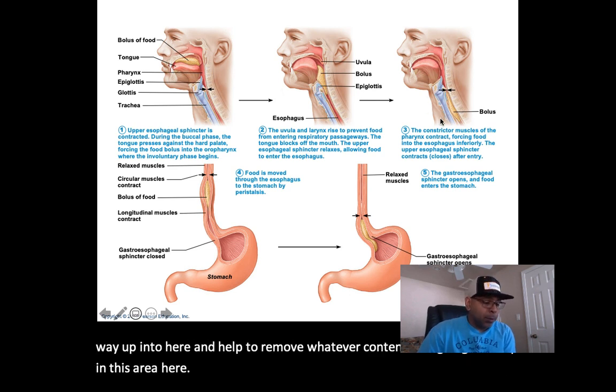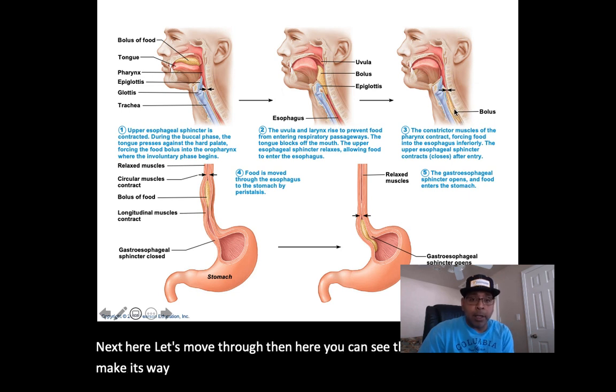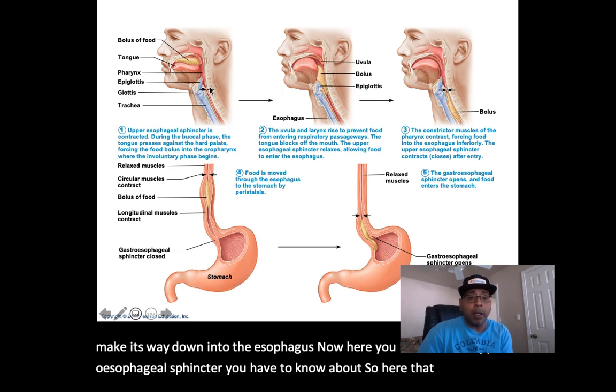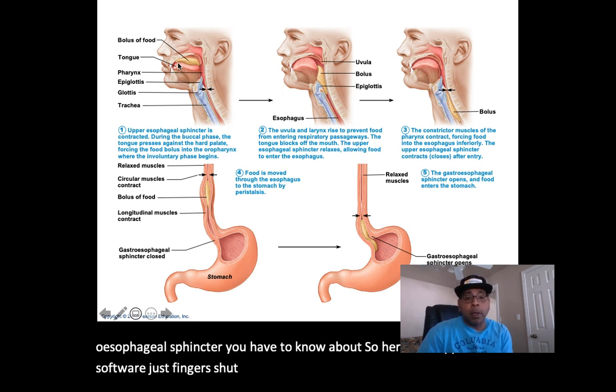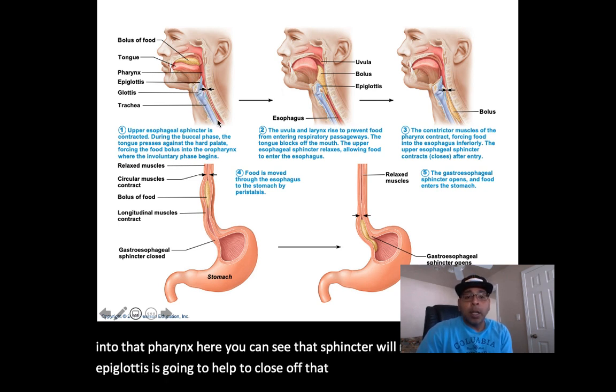Next, let's move through then. Here you can see the food bolus make its way down into the esophagus. Now you also have an upper esophageal sphincter you have to know about. Here, that upper esophageal sphincter is shut. When this food bolus is passed into that pharynx, that sphincter will relax, and then this epiglottis is going to help close off that entrance into the larynx, while the larynx also does the same by rising.